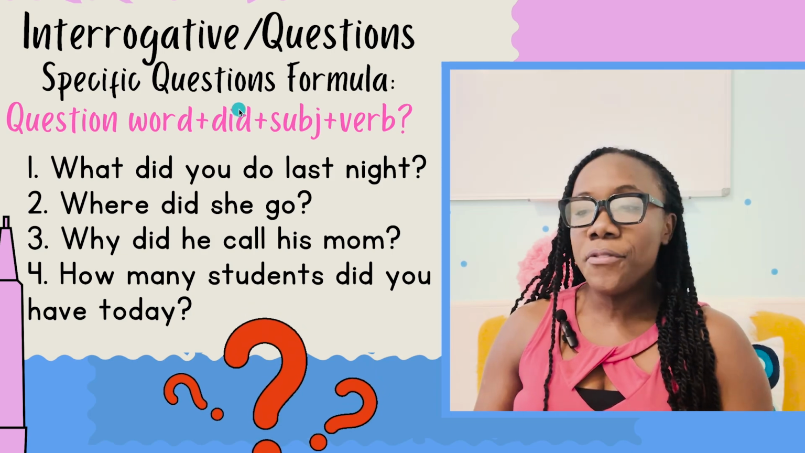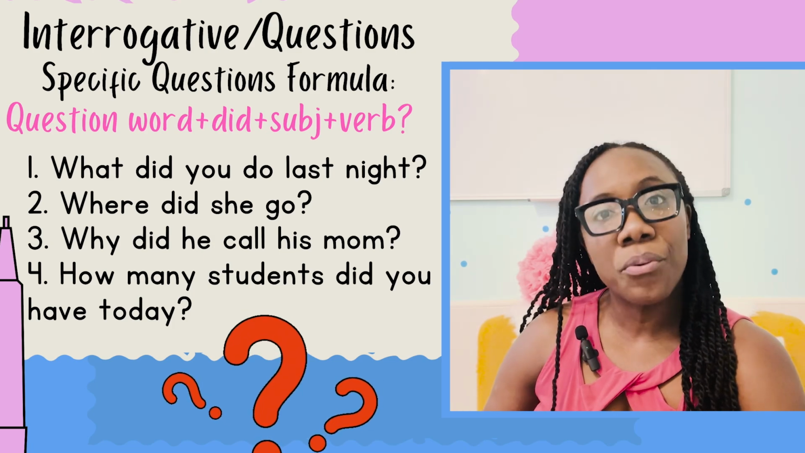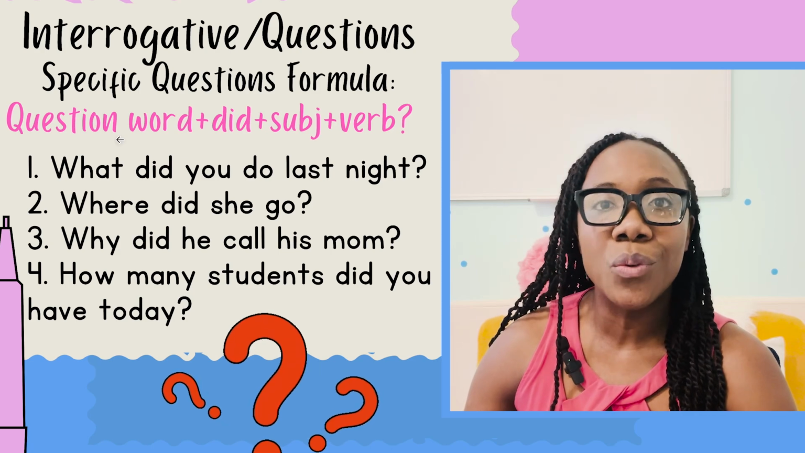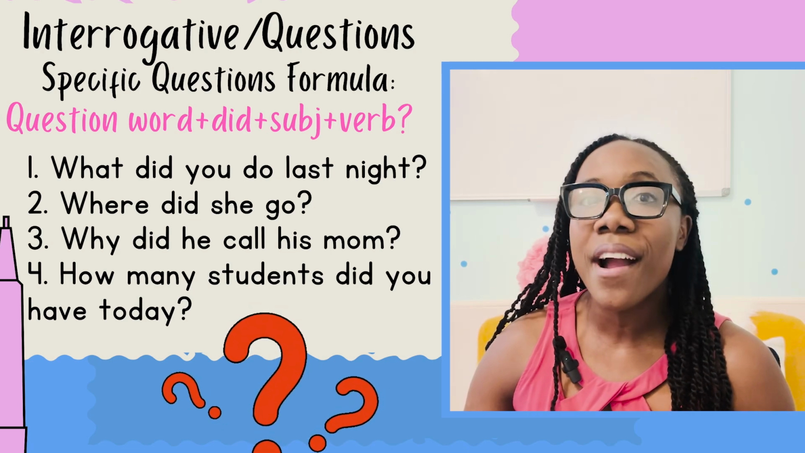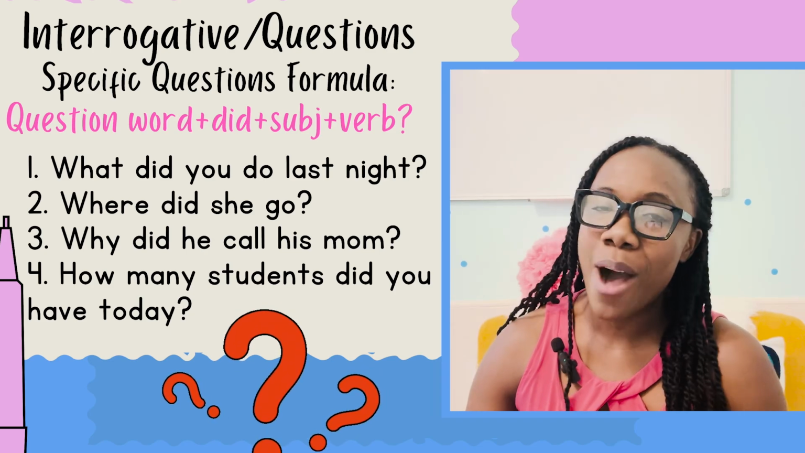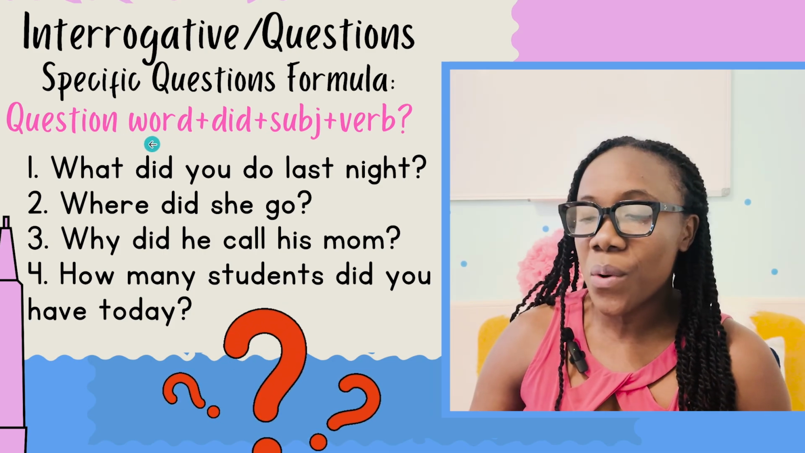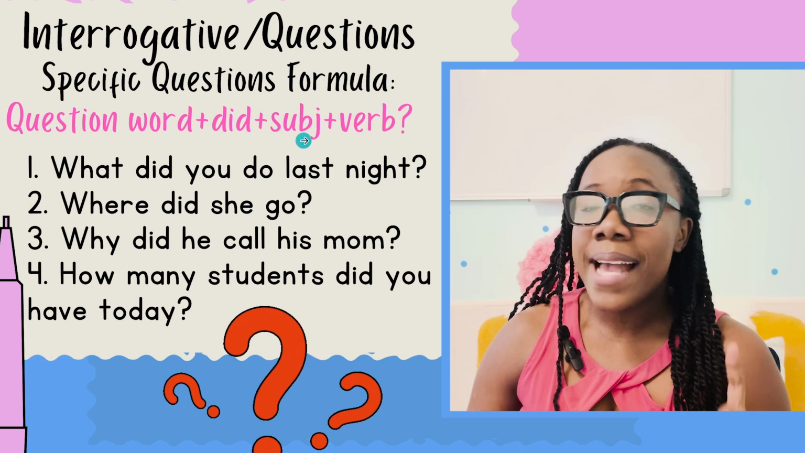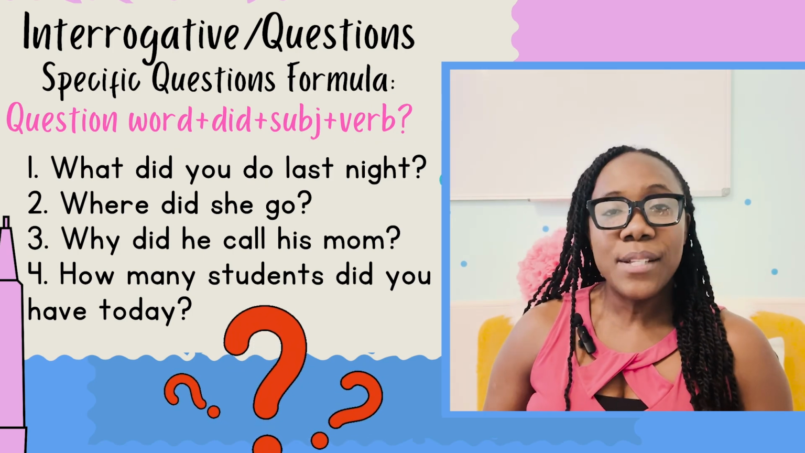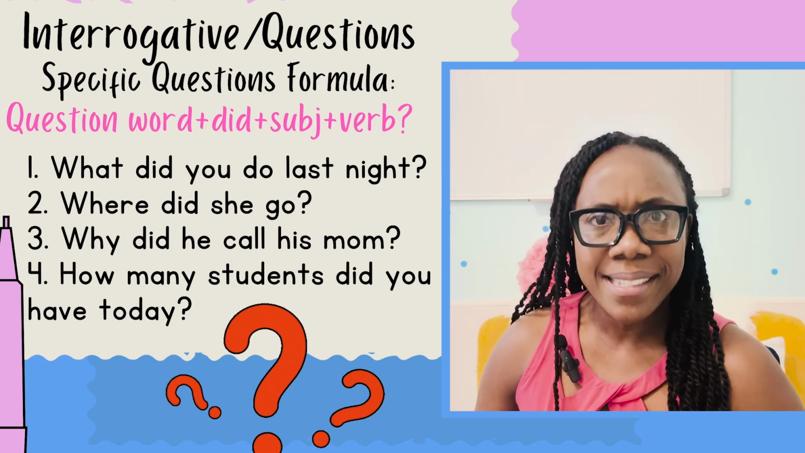And then if we want to form specific questions, we have to add something to the previous formula. We now have to add those question words like who, what, when, where, how, why, how often, how frequently, how much, how many. I could go on and on. So we add the question word, then did, then the subject, and then the verb. So number 1 says, what did you do last night? What did you do last night?